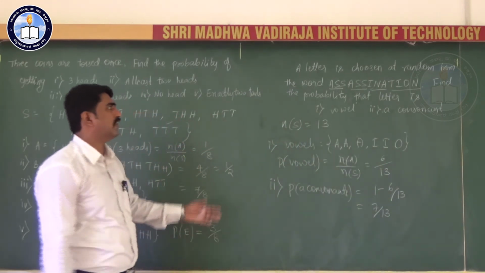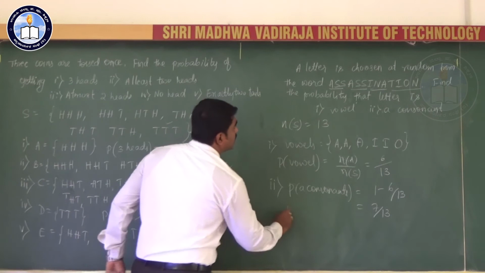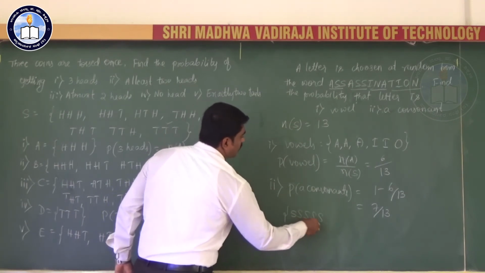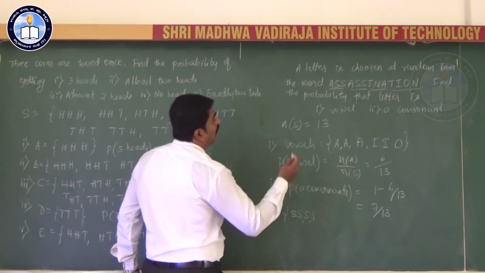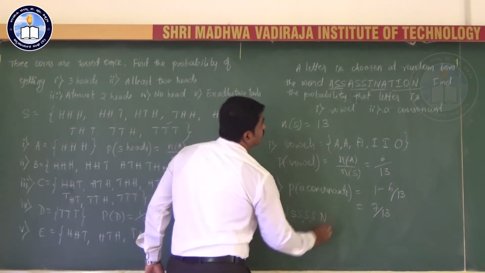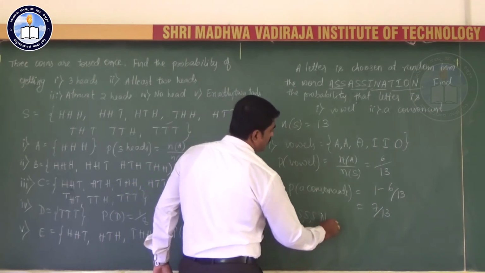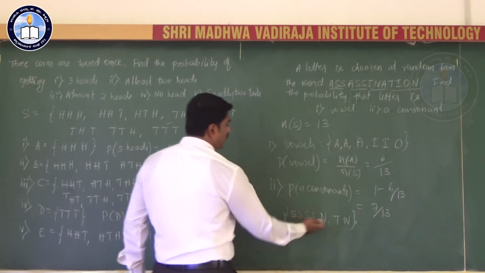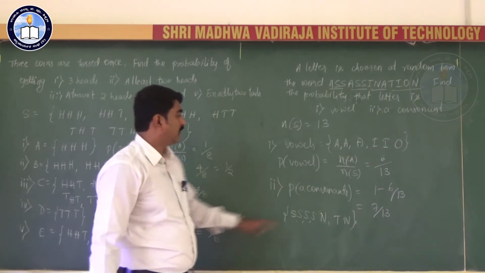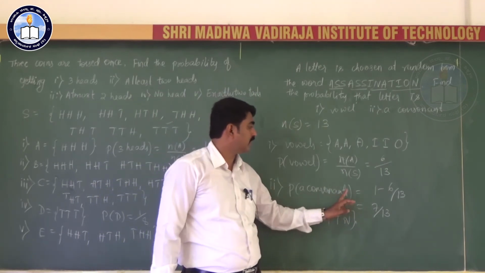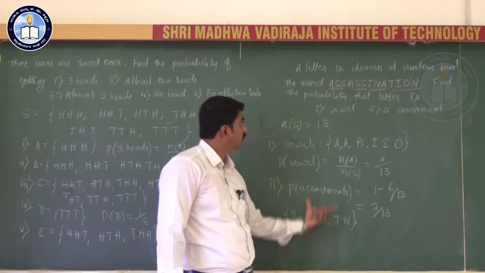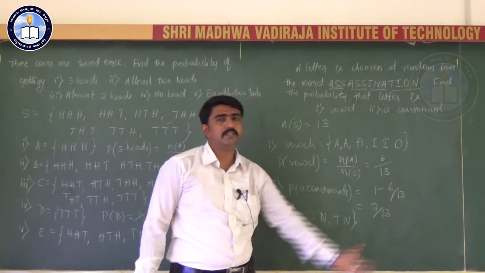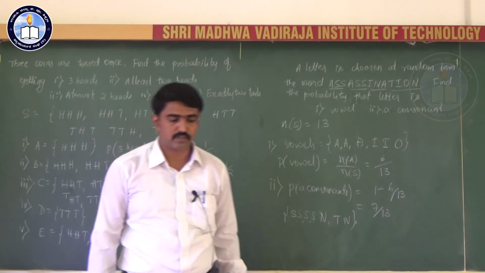Or we can take the possibilities. S comes 4 times. Then another consonant, that is N, another consonant, that is T, and then N. So these are the 7 consonants. Therefore the probability of getting a consonant is 7 possibilities out of 13, so the probability will be 7 by 13. Like that also you can take.